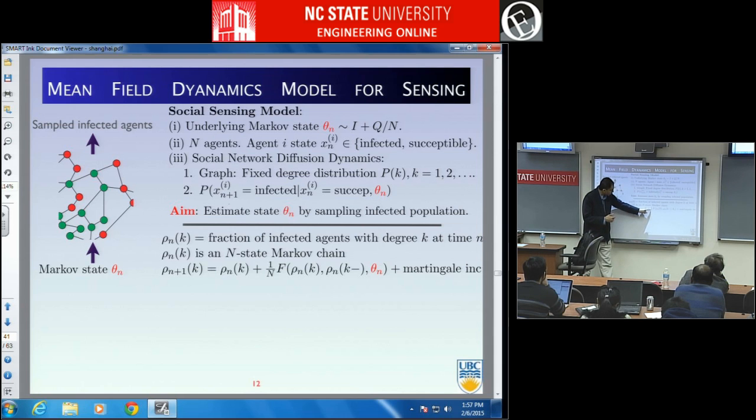It turns out as the state space gets larger and larger, this looks more and more like something called an adaptive filtering algorithm in signal processing. My new degree distribution is my old degree distribution plus a small step size, since n is large so 1 over n is small, times an update plus a random term. That's how any Markov chain evolves. If you look at the expected value of this over a large time scale, a martingale increment is something with zero mean, so its expected value is 0.